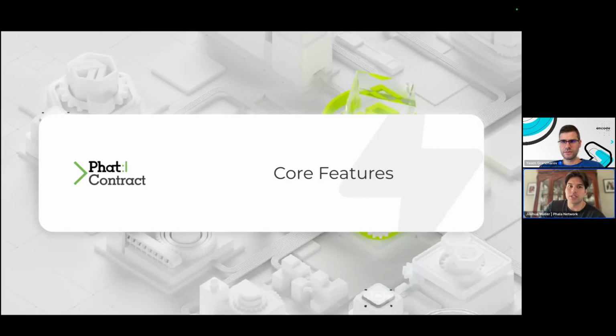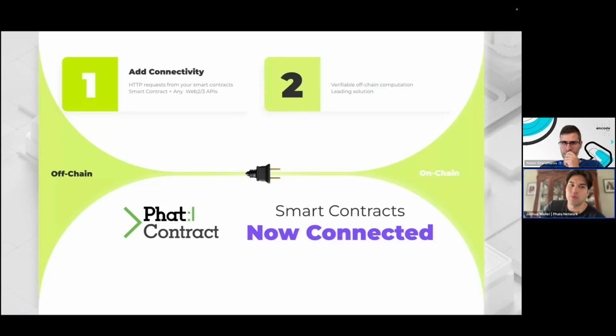So let's get started with some of the core features of Phat contract and how it's paved the way as well. When we first set out Phat contract, our idea was we wanted to take on-chain applications for smart contracts and enhance them significantly by adding a new connectivity where you could connect to any Web 2 or Web 3 API, so that you could bring that information on-chain in a verifiable way. We called this concept the off-chain rollup.